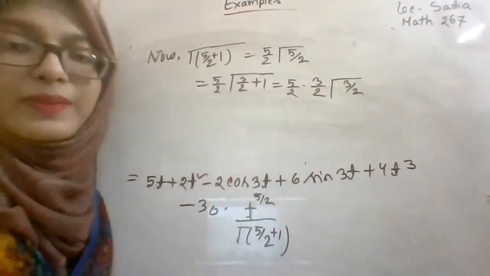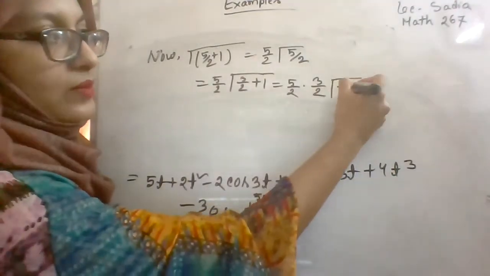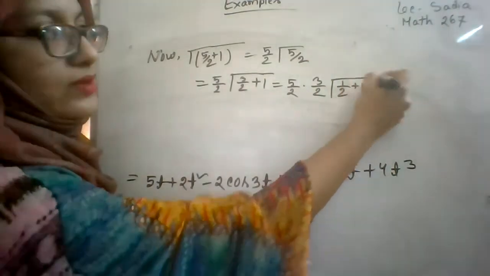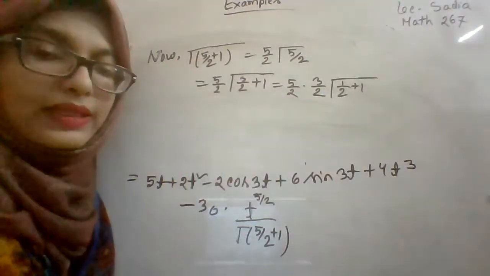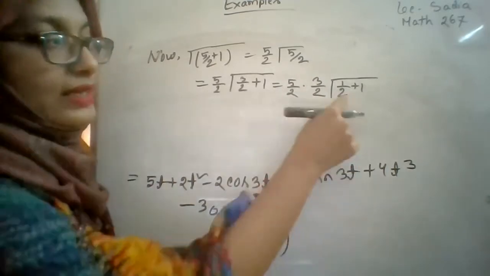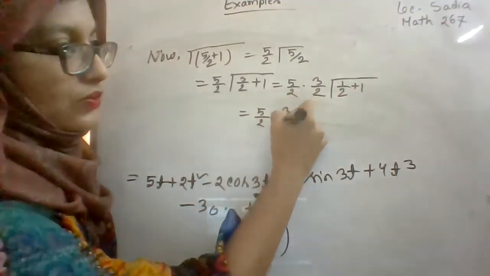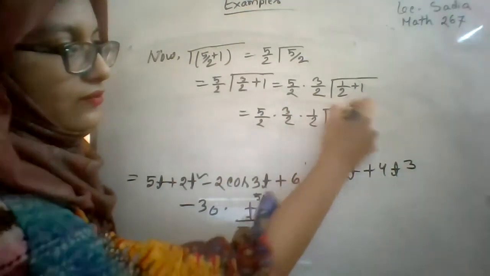And here your 3 by 2 can be written as half plus 1. Half plus 1 and 3 by 2 is the same. So in the place of gamma 3 by 2, we can write down gamma half plus 1, and from here it will be 5 by 2, 3 by 2, half, gamma half.